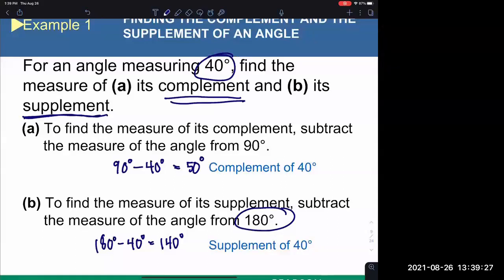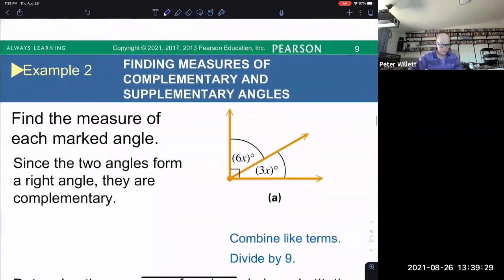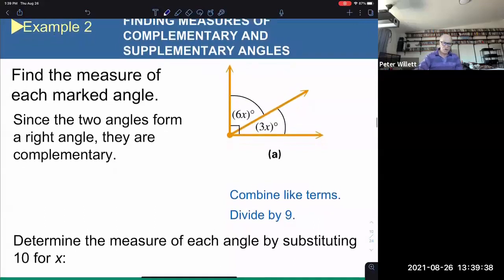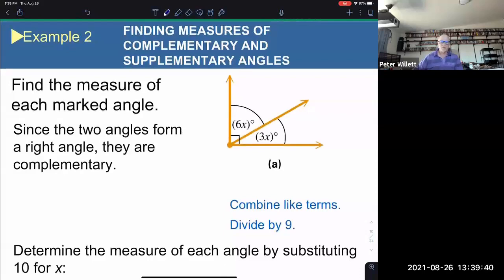Are we satisfied with that description, hopefully? Well, now they're going to rely a little bit on some of your algebra from the past. So here they're going to say, for an example, once we know these, we can use this relationship and this definition and do some problems. Find the measure of each marked angle.